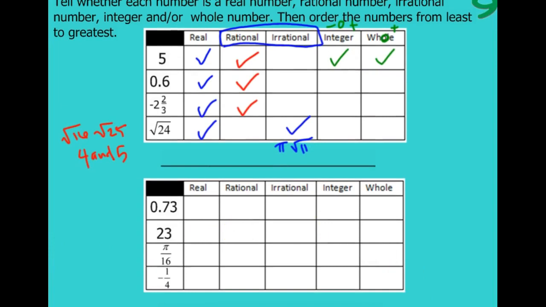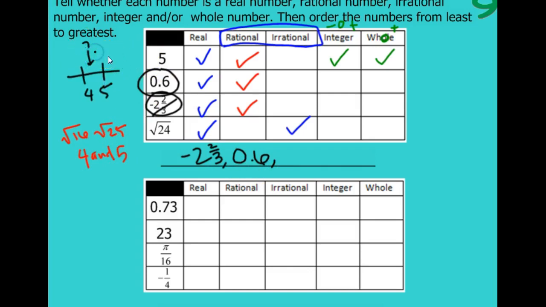So putting these in order from least to greatest, our least is automatically the negative number. If we have more than one, you go with the biggest negative number. So negative 2 2/3. Then, really close to 0, we have 0.6. Then we have either a number between 4 and 5, somewhere in there, or exactly 5. Well, the number that's between 4 and 5 would be a little bit smaller, so that's really the square root of 24. And then our greatest would be 5.